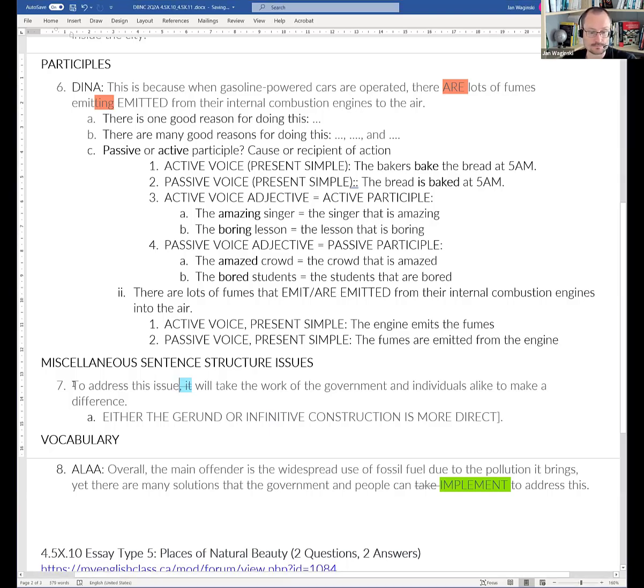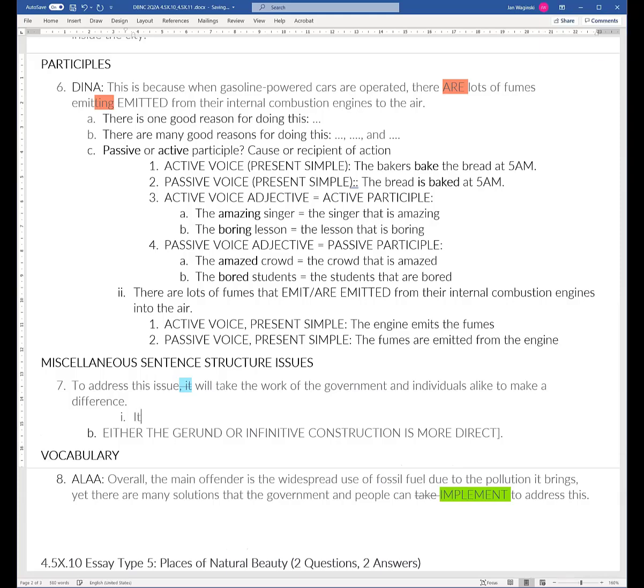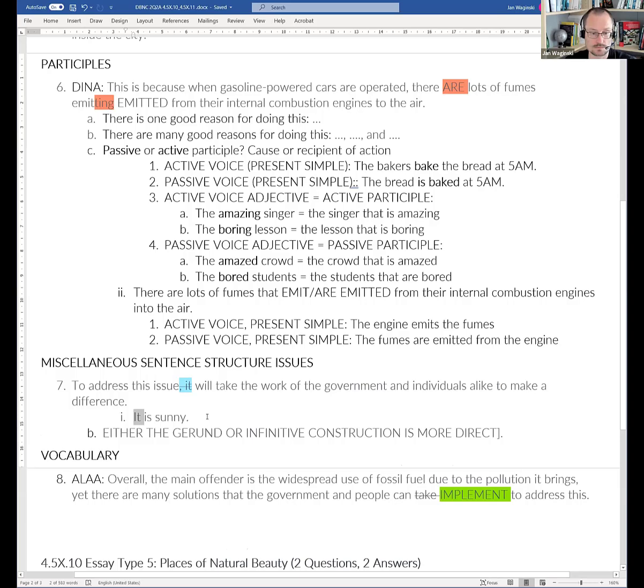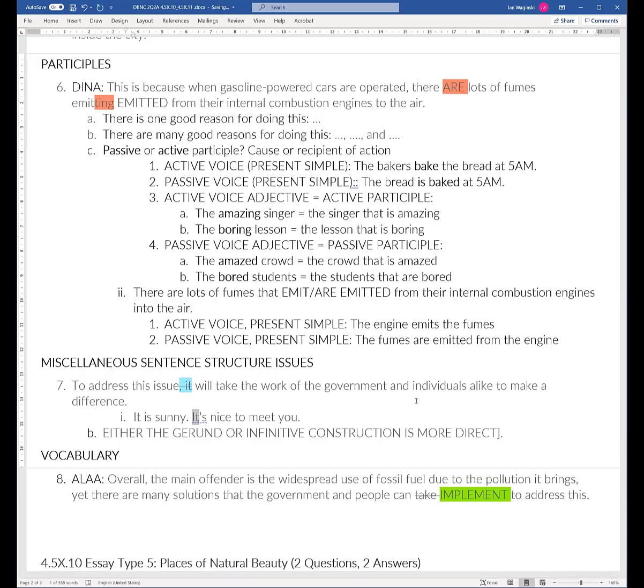This is acceptable, but there's a nicer way to do it. If you just get rid of it, because it doesn't mean anything, right? This is like when you say a sentence like "it is sunny," what does it mean? Or what about if I say "it's nice to meet you"? What does it mean here? It doesn't mean anything.